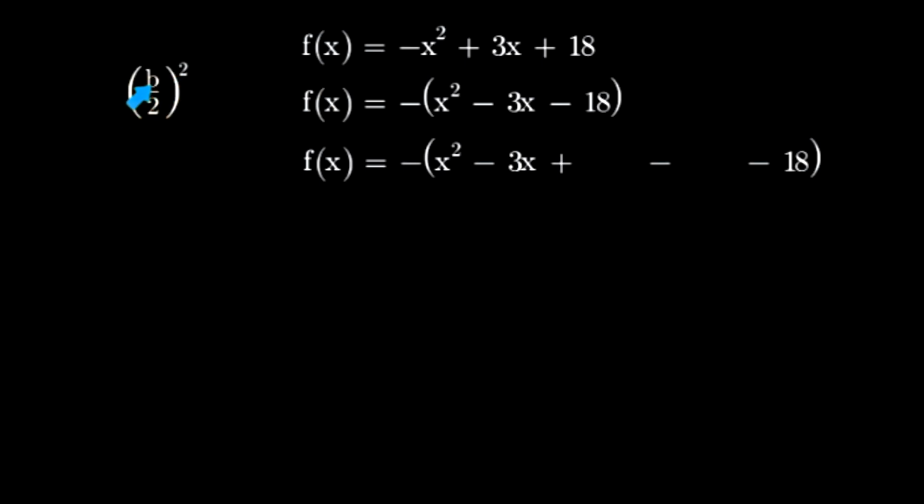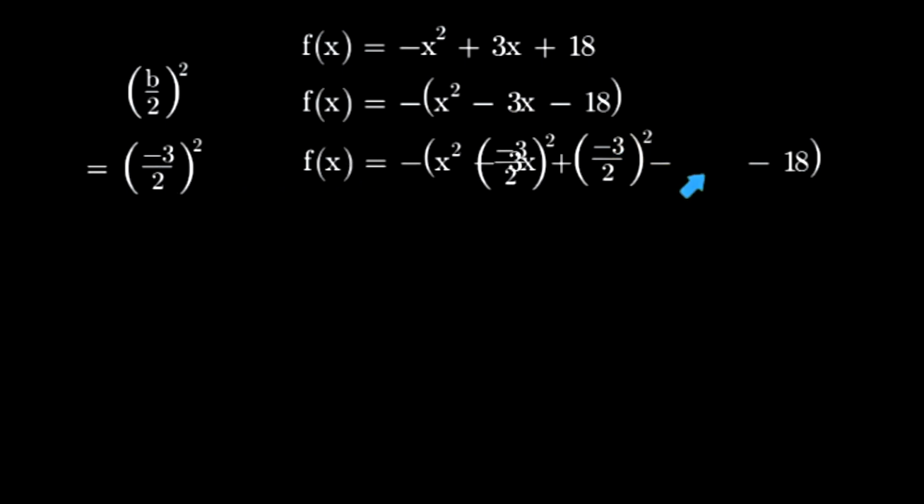And what is this b? Do not go to the original function. Go to the one where we have taken out the minus already. So the b is now a minus 3. So that minus 3 goes into b's place, and we are just going to leave this term like this. And then we're going to add it, and we're going to subtract it. So now these first three terms are in the form of a complete square.